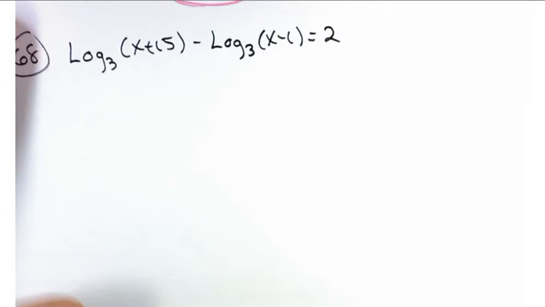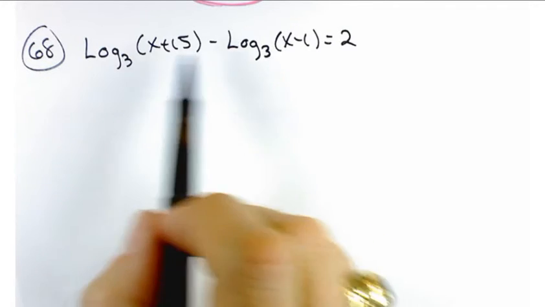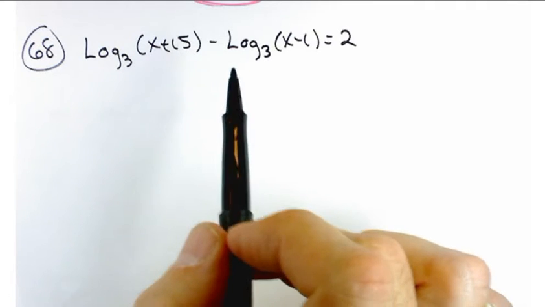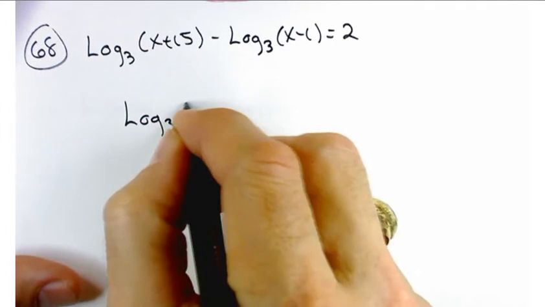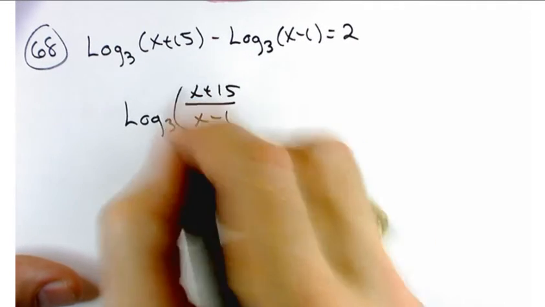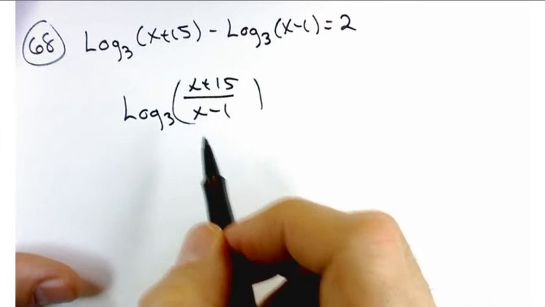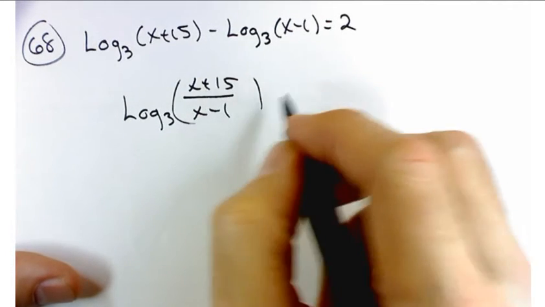So what could I do for 68? How could I get just one log? Not quite the product. Yeah, quotient rule, right? So the difference of two logs becomes the log of the quotient. Now be careful when you rewrite that. That's log base 3 of x plus 15 over x minus 1. But there's just one log here. It's not log of the numerator and log of the denominator. It's just one log.